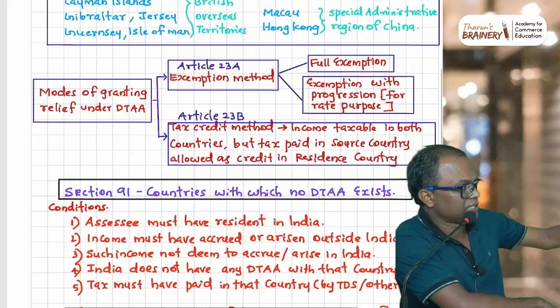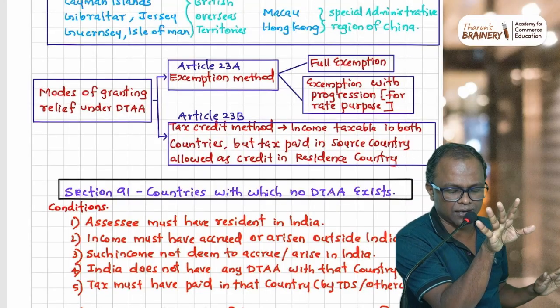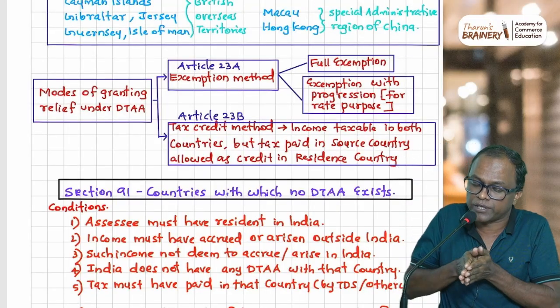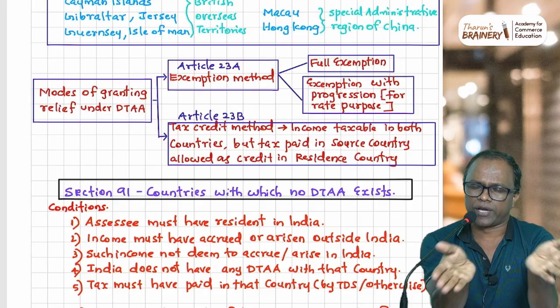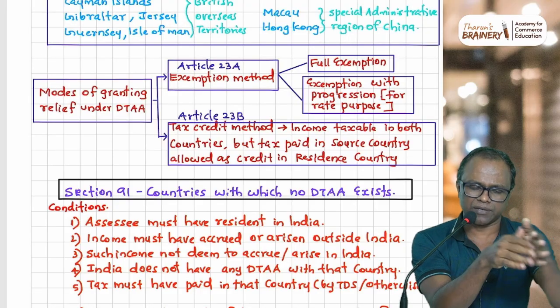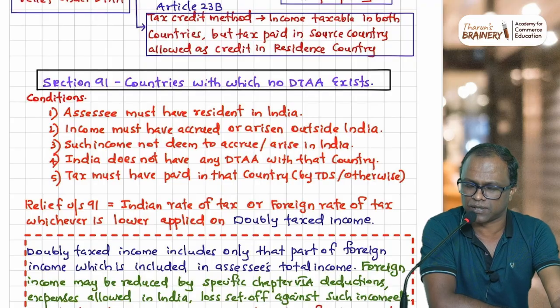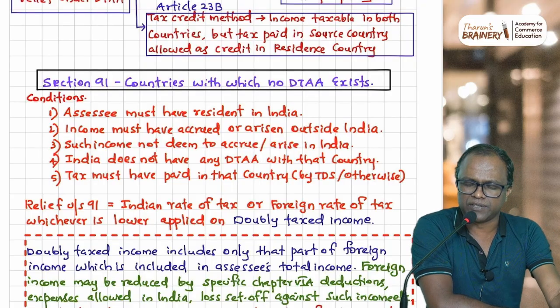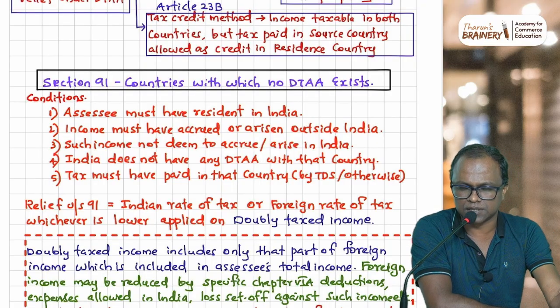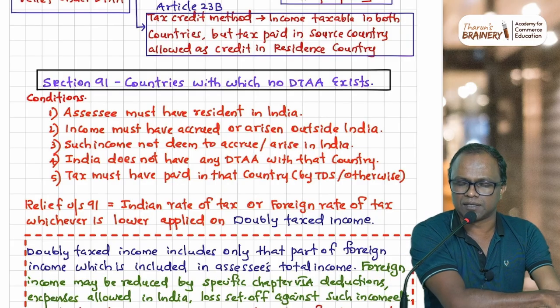Okay. What we discussed so far is bilateral relief, double taxation relief through agreements. So if there is no DTA agreement, how will the relief be given? That is section 91, for countries with which India has no double taxation avoidance agreement. Remember, this benefit is available only to residents. That is why it is known as unilateral relief. This benefit cannot be taken by a non-resident.